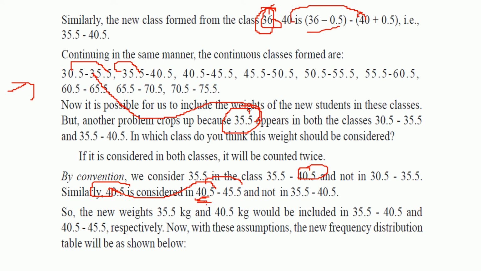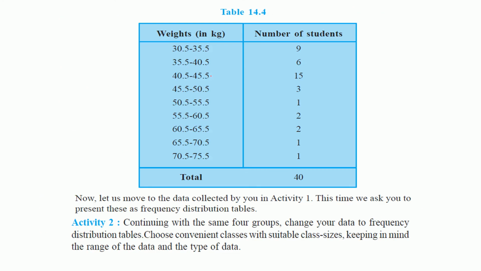So now you know how we can change the class intervals depending upon the situation. Now we have a modified table which can include 35.5 and 40.5 if the need arises, and the numbers become like this, and it has to add up to 40 because the total is 40.